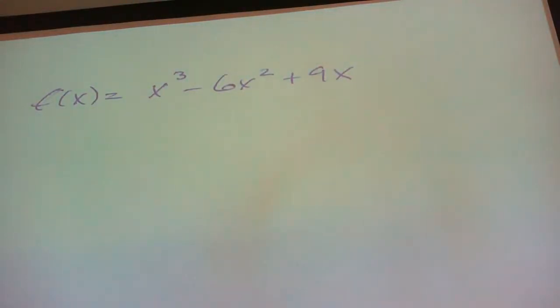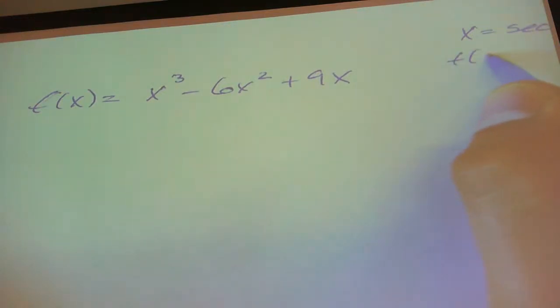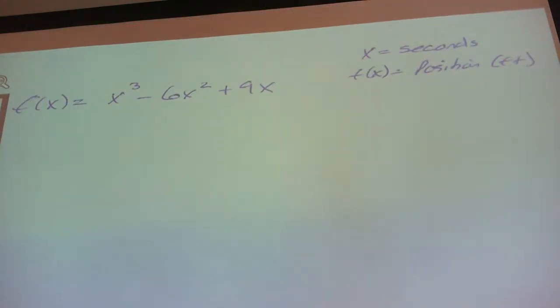But if we don't know what that means, then there's no point. So x is seconds, and f of x is the position in feet. Anytime we have a word problem, step 1 is to make sure we understand what everything is. So you plug in 2 seconds, and it will tell you how many feet you've gone. You plug in 4 seconds, it tells you how many feet you've gone. That's great. What I want to do is find the velocity.